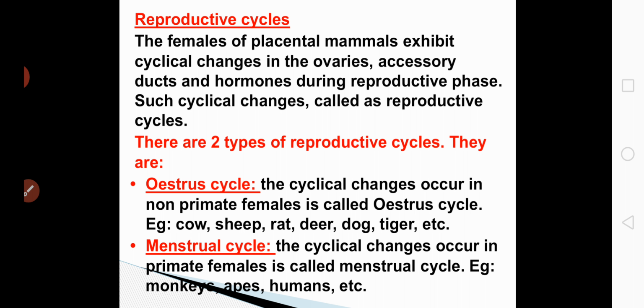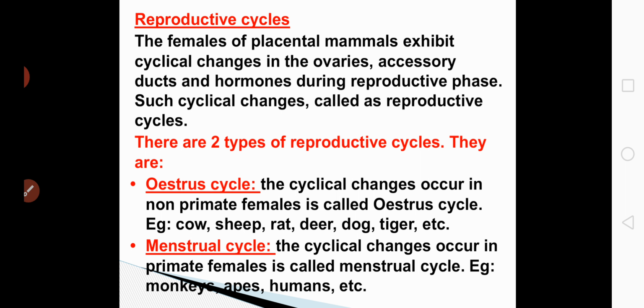Whereas menstrual cycle means the cyclical changes occur in the primate females. Oestrus means cyclical changes in non-primate females, whereas menstrual means the cyclical changes occur in the primate females. Examples for oestrus cycle: cow, sheep, rat, deer, etc. And for menstrual cycle: monkeys, apes, humans, etc.